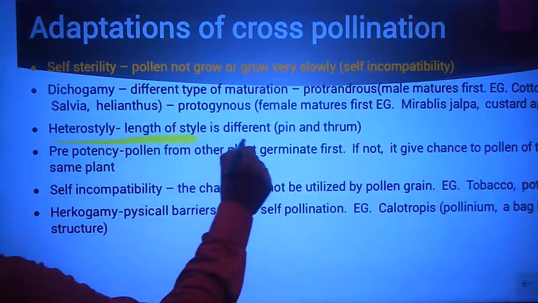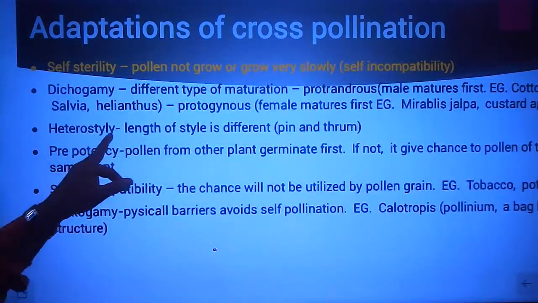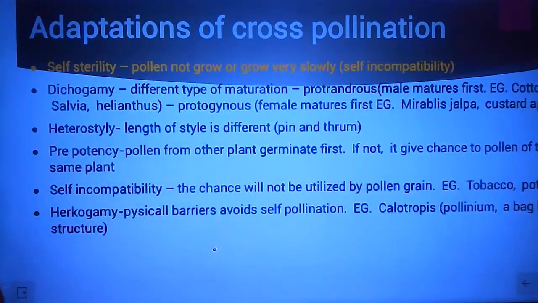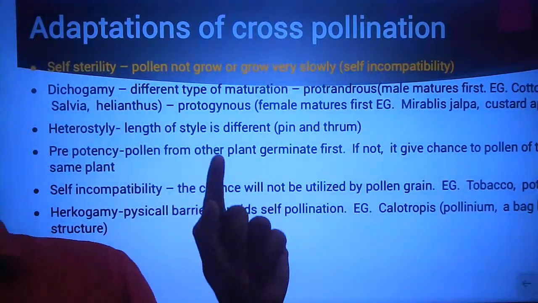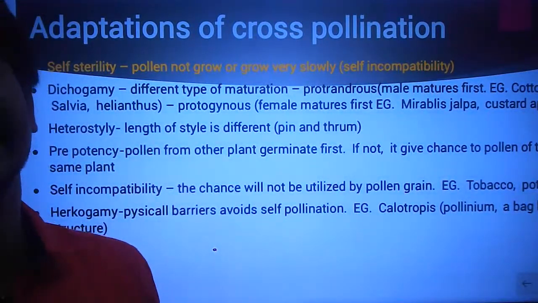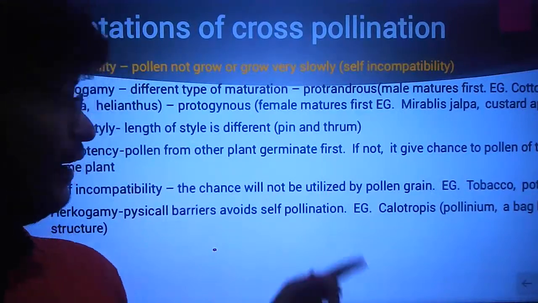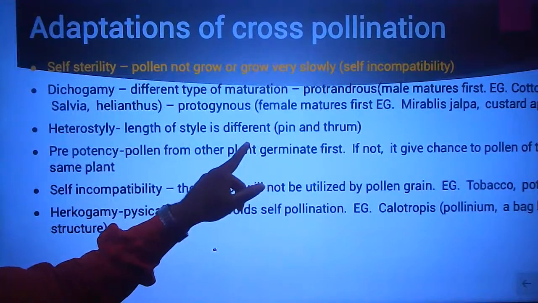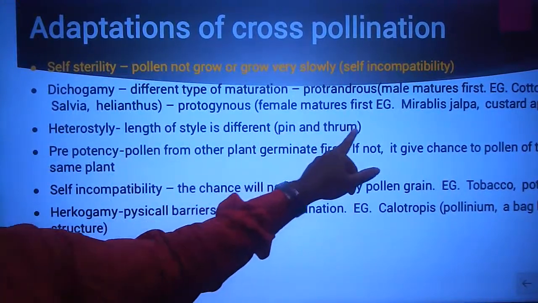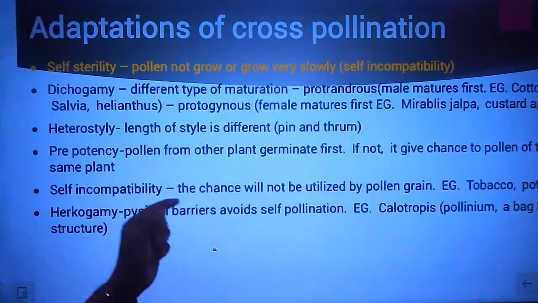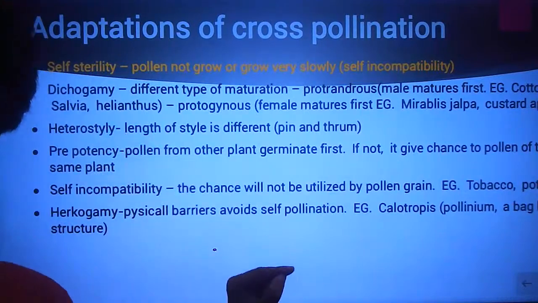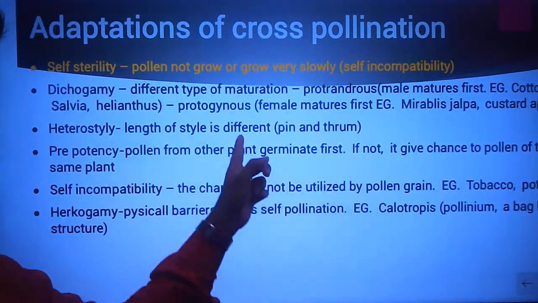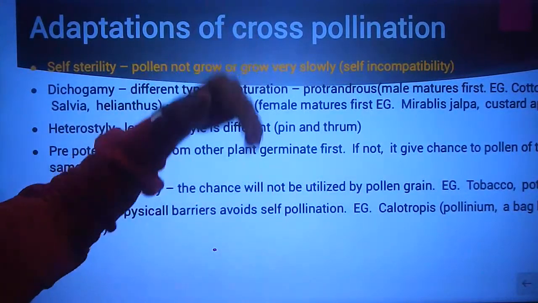Heterostyly, what is heterostyly? Heterostyly means the length of the style is different. Sometimes the female part, the style, is very short, sometimes the style is very long. The length of the style keeps varying from one flower to the other, this we call pin and thrum. In pin and thrum, in some cases the style seems to be shorter, and in other cases the style seems to be longer.